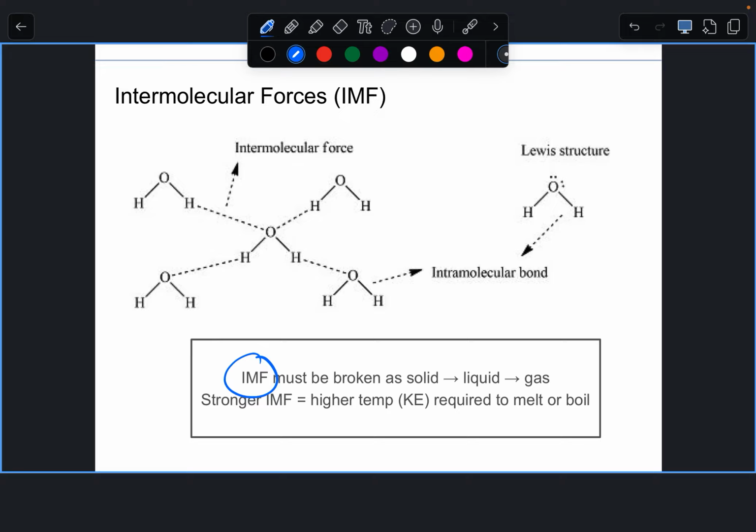Okay, so if we have to break these intermolecular forces in order to move from a solid to a liquid or gas, the energy that's going to be required to do that is going to be related to how strong they are, right? So if this force is weak, let's pretend it's weak, then it would take little energy to break it so that it could become a gas.